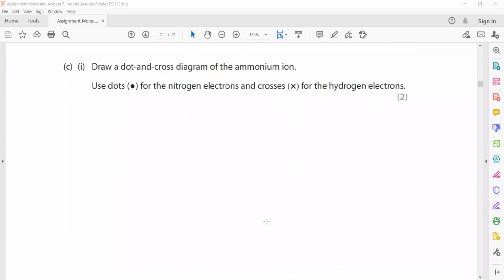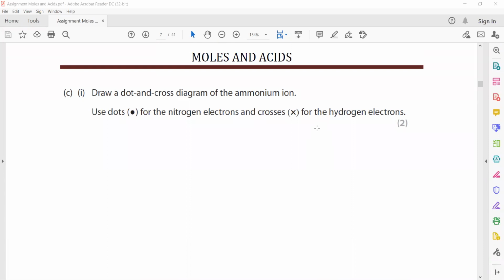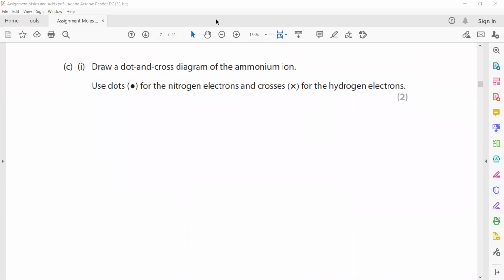Then draw a dot and cross diagram of the ammonium ion. Use dot for nitrogen and cross for hydrogen. So in the ammonium ion, there is a dative bond. So we have nitrogen, which belongs to group 5. So nitrogen has 5 electrons in the outermost shell.